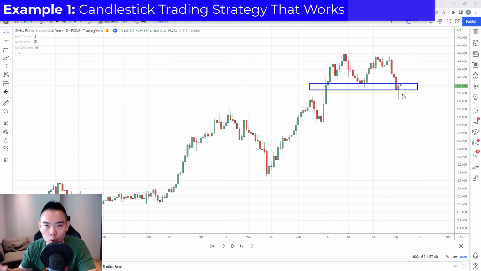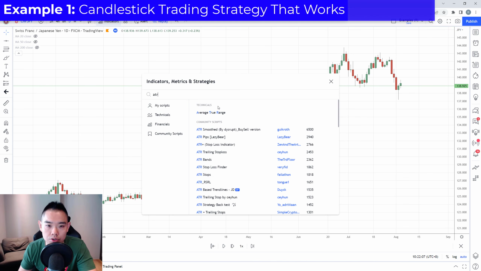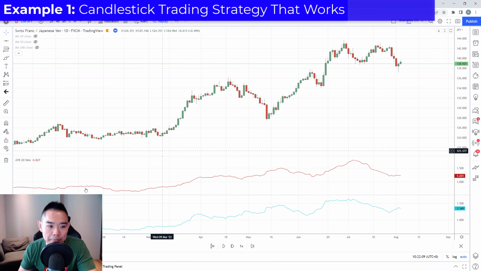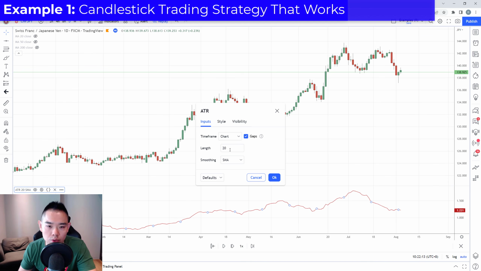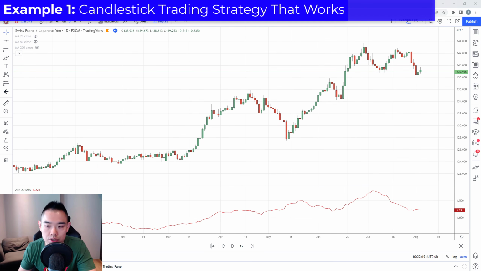One way to quantify that answer is to actually use the ATR indicator. So I'll just show you, average true range. Click on this. Okay, I'll just delete this one and use this one. The settings I use are 20 period and SMA. You click OK, and what you'll do is find out what the ATR value is. You can see that right now the ATR value is 1.221.